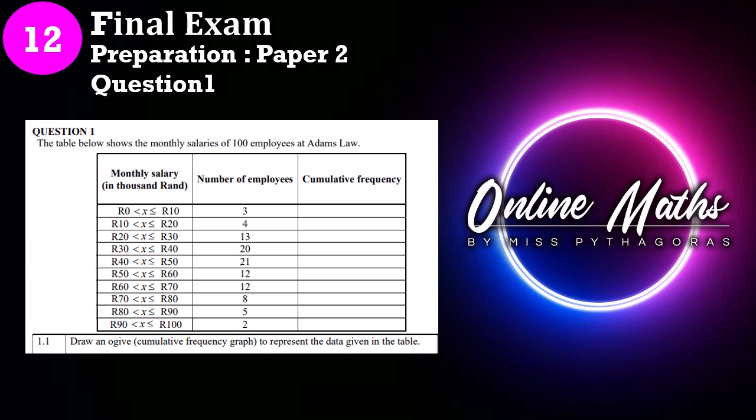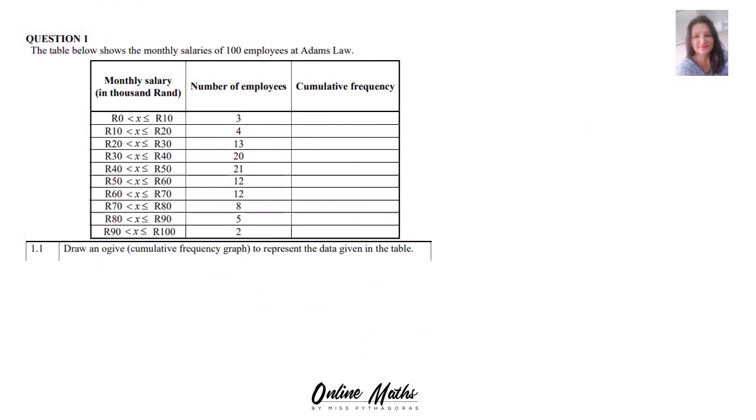In this video I will discuss question 1 of the 2024 Gauteng Prelim exam. The table below shows the monthly salaries of 100 employees at Adams Law. On the left hand side, the first column, you will see the monthly salary interval, then the number of employees, and then there's an empty column for the cumulative frequency.